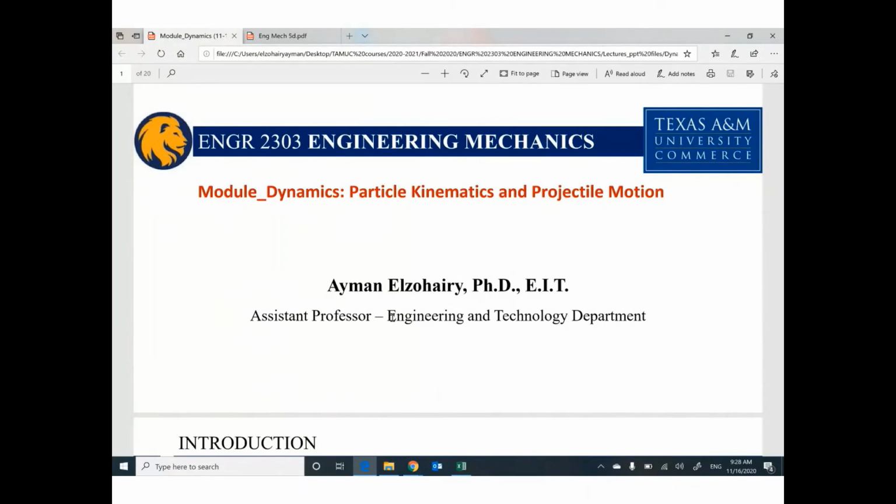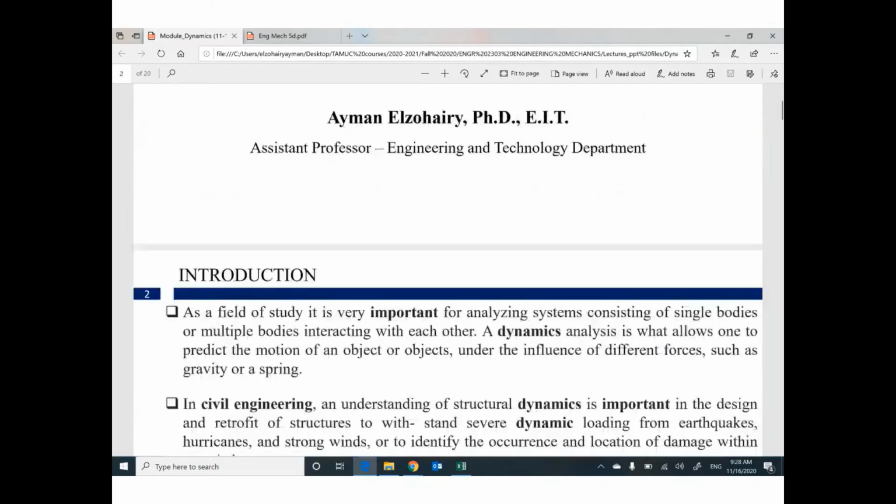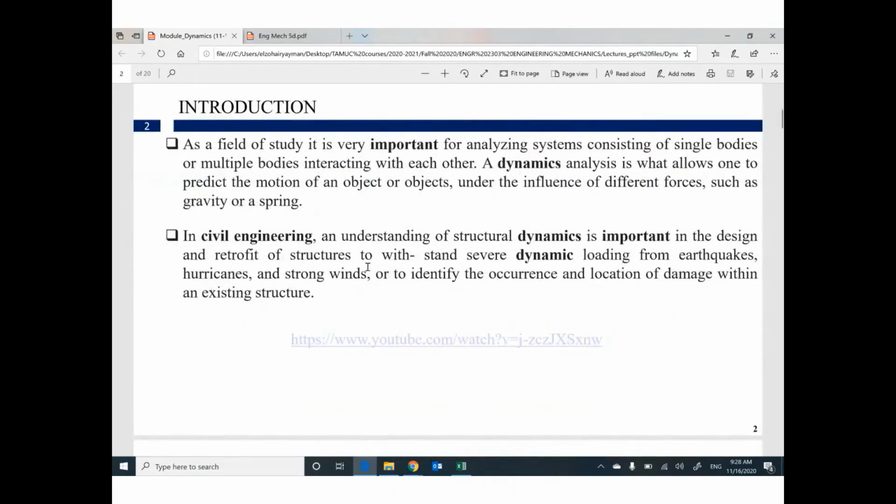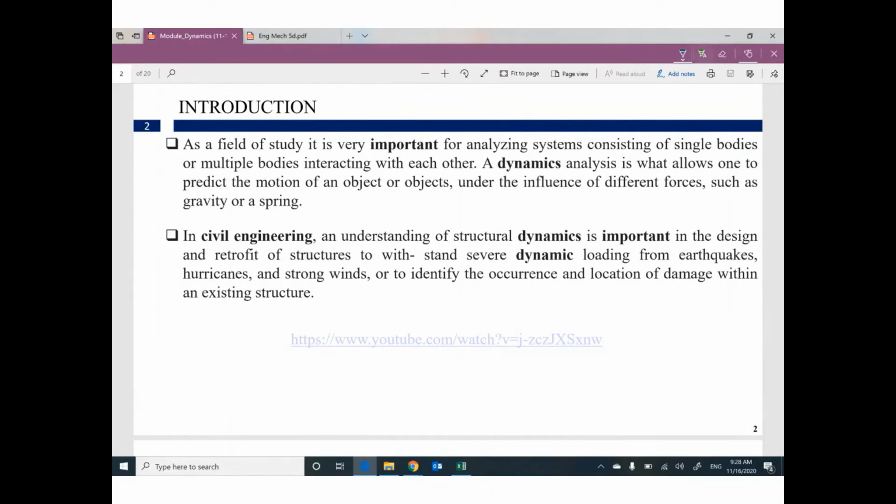I will not cover everything in dynamics, but we will learn a little bit of the basics of this course by learning particle kinematics and projectile motion. So we learned that in civil engineering, an understanding of structural dynamics is very important in the design and retrofit of the structure to withstand severe dynamic loading. Keep in your mind, dynamic loading means effect of wind, effect of earthquake, any dynamic load.